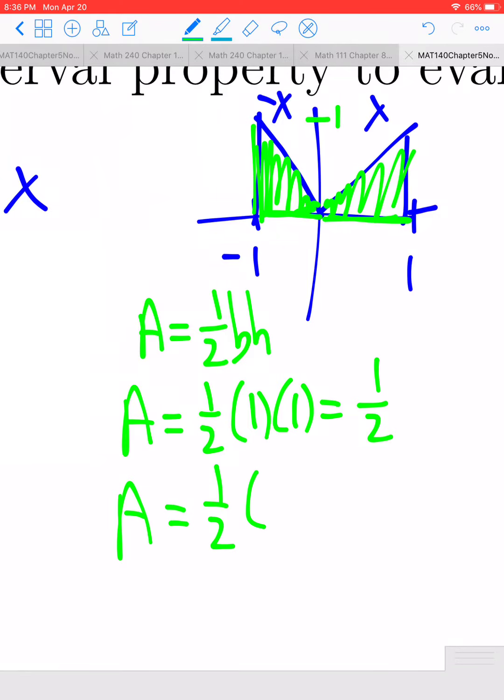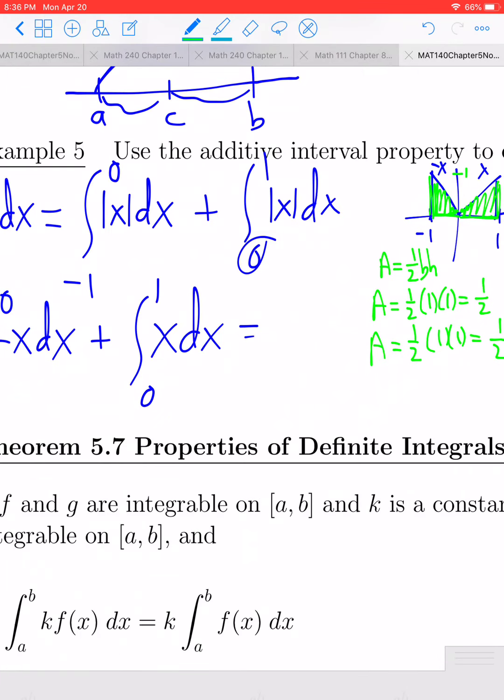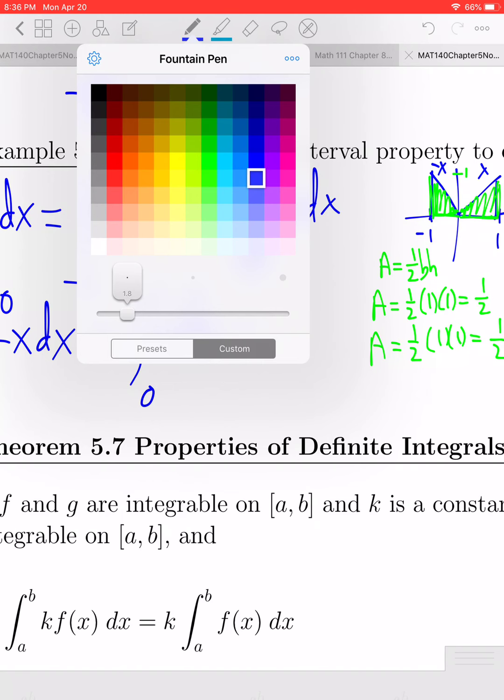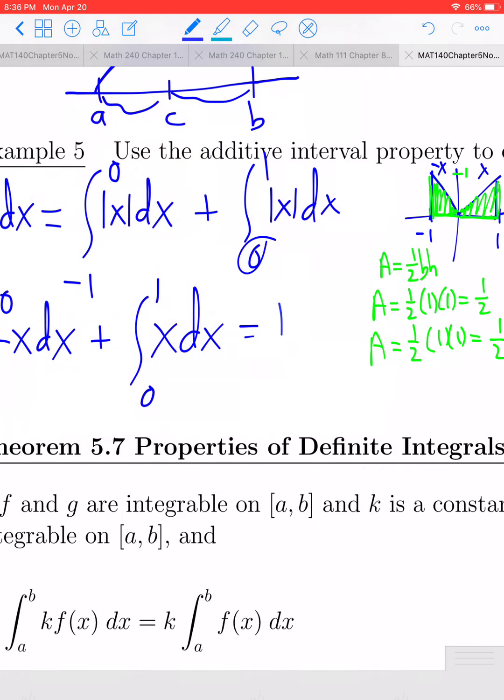Likewise, the second triangle has a base of 1 and a height of 1, and also has an area of 1/2. So the final answer is going to be 1/2 plus 1/2, which is equal to 1.